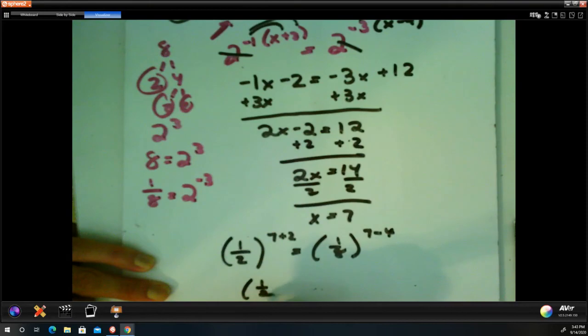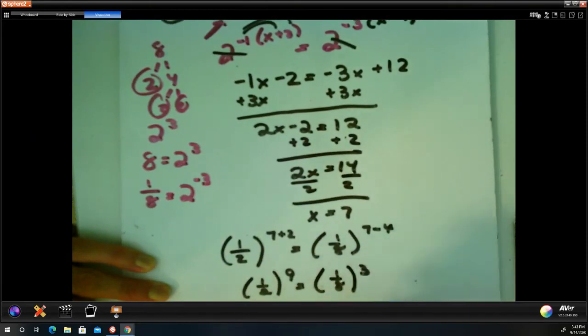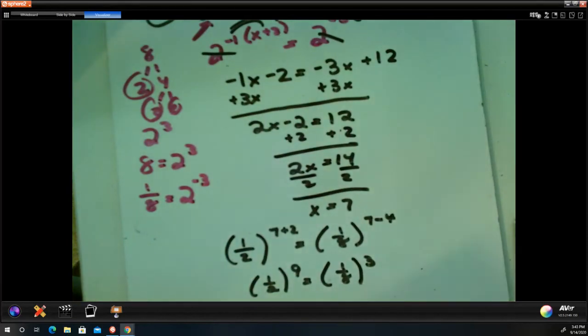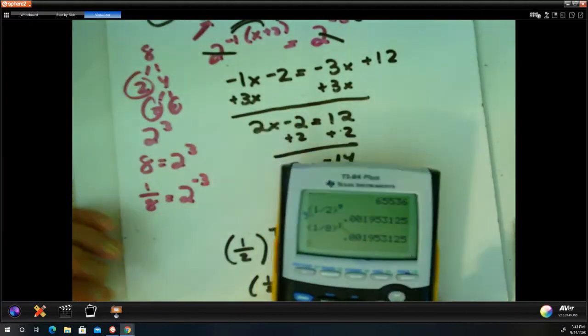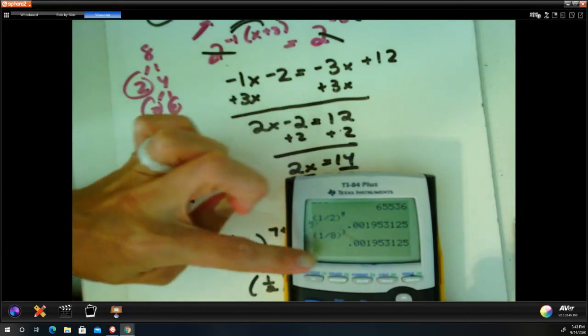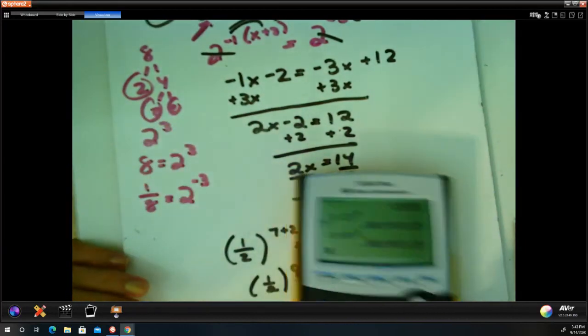So does 1/2 to the 9th equal 1/8 to the 3rd? So now I have a graphing calculator. You might not, but you should be able to still check it with a scientific calculator. And you will see 1/2 to the 9th gives me that. 1/8 to the 3rd gives me that. So I'm good to go.